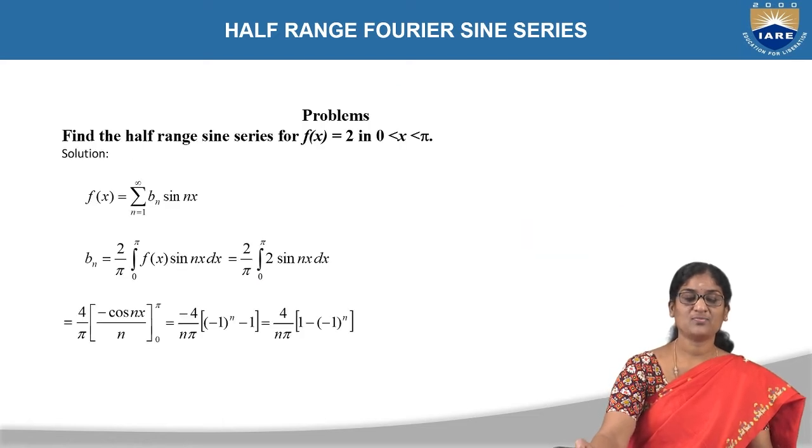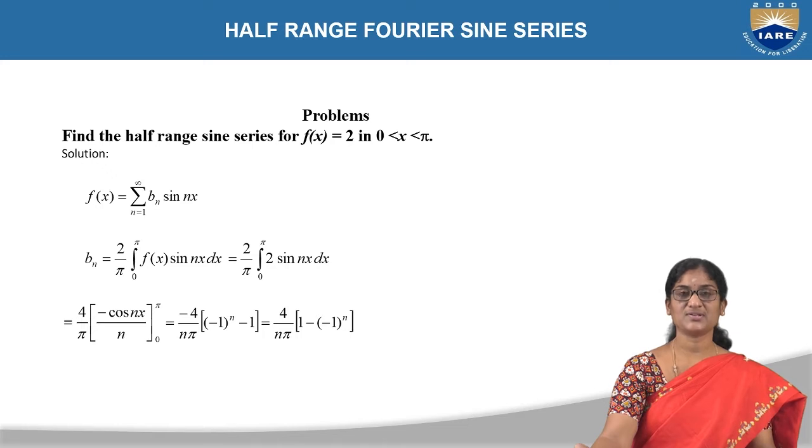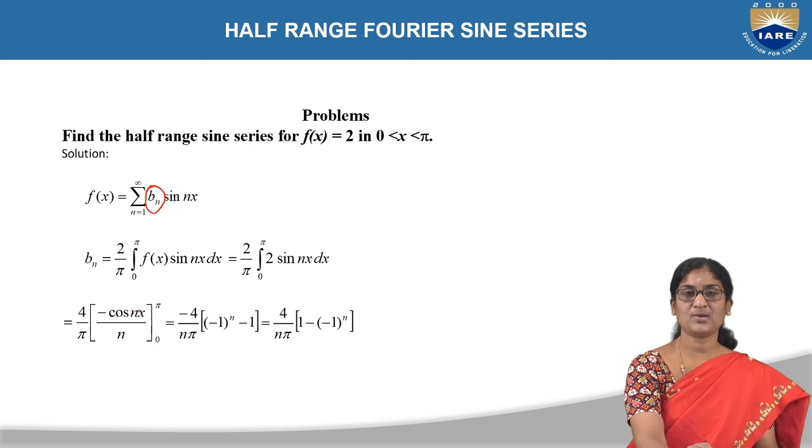So let us find this half-range sine series with one example. Find the half-range sine series for f of x is equal to 2, x from 0 to pi. For every problem we need to put the formula first. So the half-range sine series is given by f of x is equal to summation n from 1 to infinity bn sine nx. Here we need to find the bn value. What is the bn value? Bn is equal to 2 by pi integral 0 to pi f of x sine nx dx.